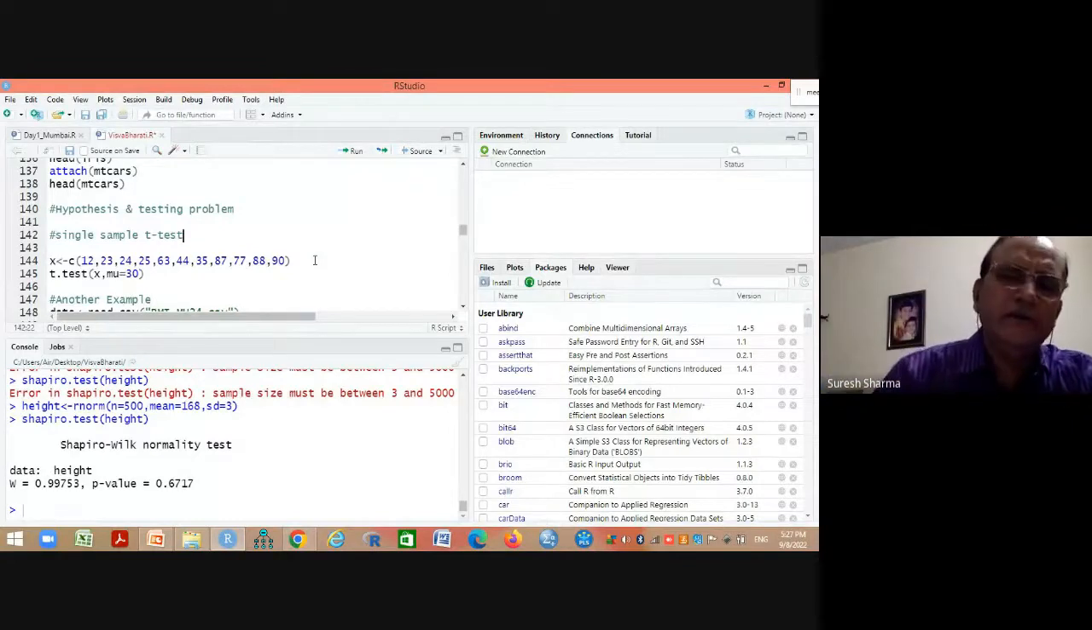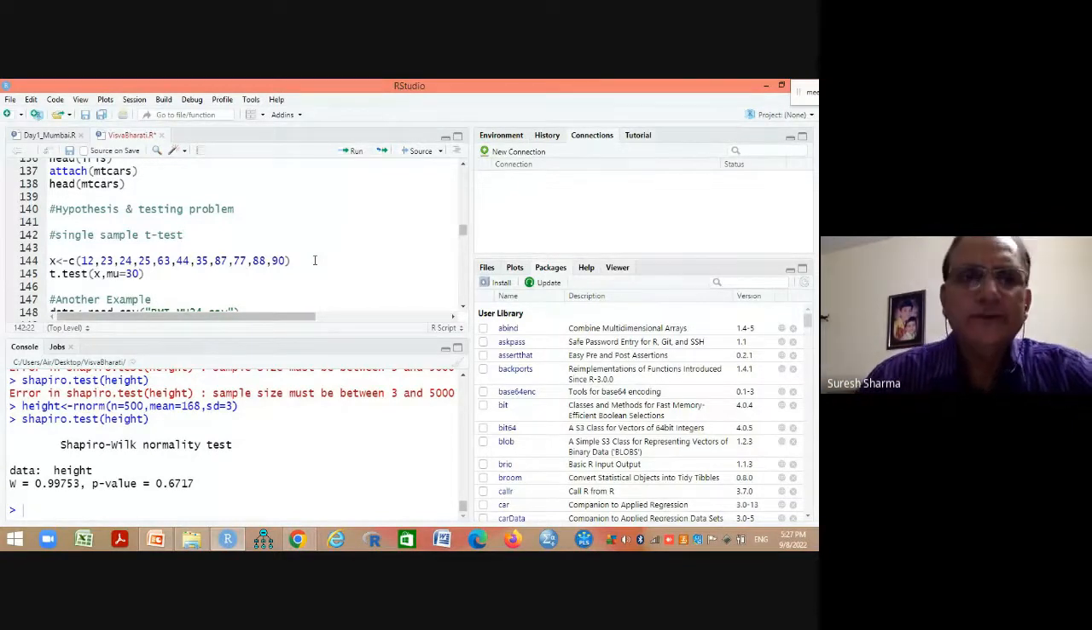This sample is coming from certain population. So I'm just looking at whether the mean age of this population is equal to 30 years or different from 30 years. So you can write down H0, please. H0 stands for mean. I'm looking for mean. So mu is equal to 30. Alternative, mu not equal to 30.